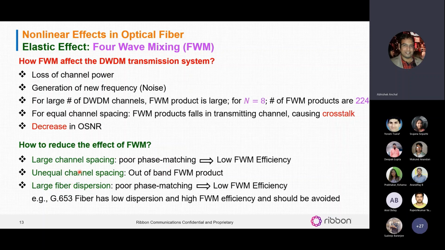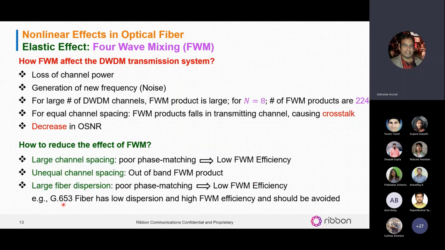Another effect, which is more important, is again the fiber dispersion. The large fiber dispersion changes the phase of the signal, which leads to a poor phase matching condition. It means the phase matching condition doesn't meet if you have a high fiber dispersion. So the fiber dispersion is also good against four-wave mixing because it creates low four-wave mixing efficiency.